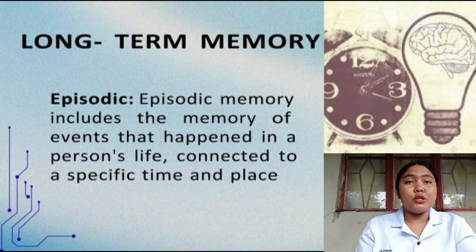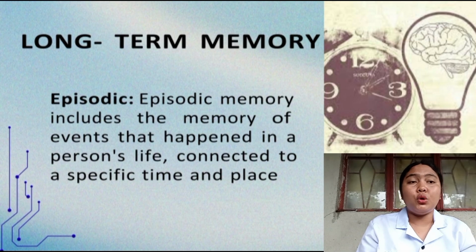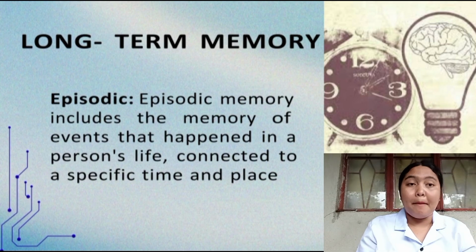So let's proceed to the episodic memory. Episodic memory includes the memory of events that happen in a person's life, connected to a specific time and place. It includes details like where we were, what we did, and when it happened. For example, remembering your last birthday party or a family trip to a beach are episodes stored in your episodic memory. These memories are linked to specific times and places in your life.